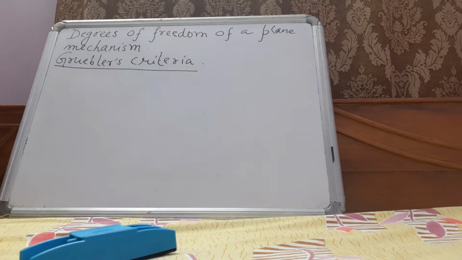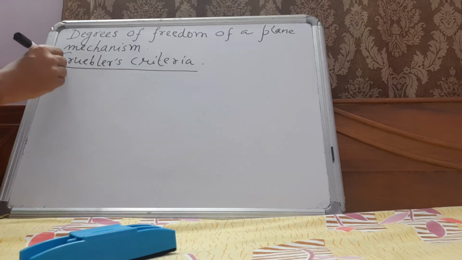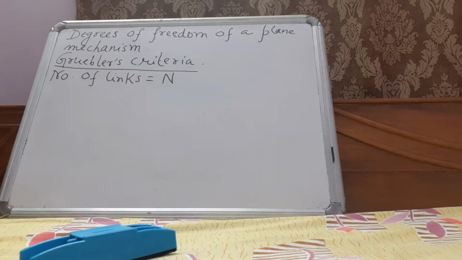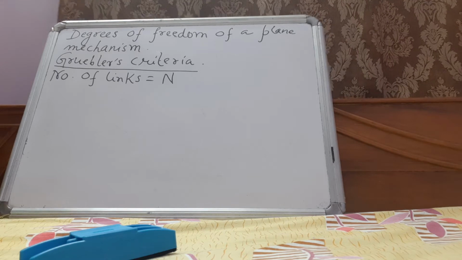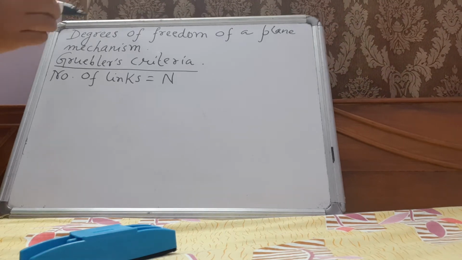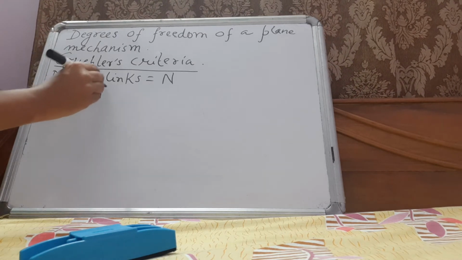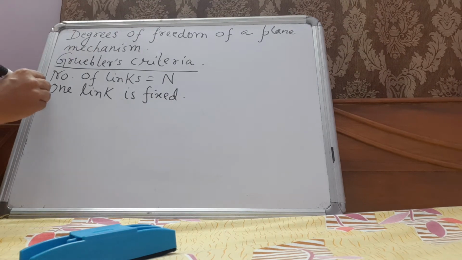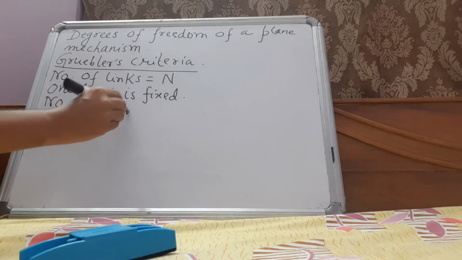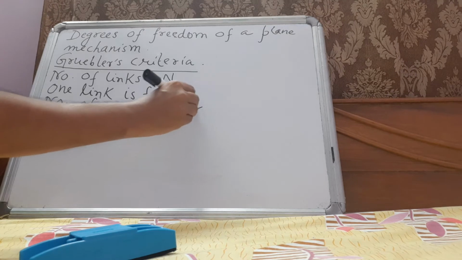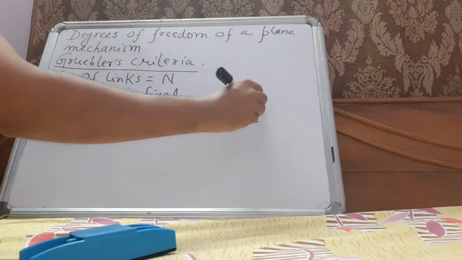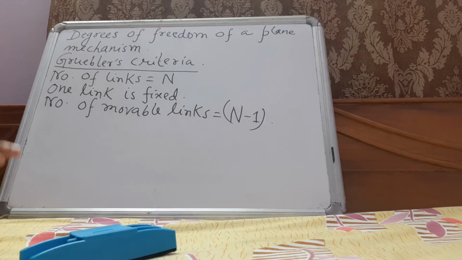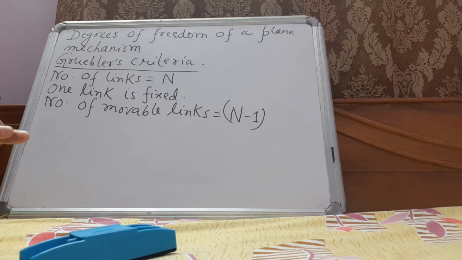Say a mechanism has n number of links. So when we are making a mechanism from these n links, then one of the links must be fixed. One link is fixed. So the number of movable links will be equal to n minus 1. Now each link, being on a plane, will have 3 degrees of freedom.